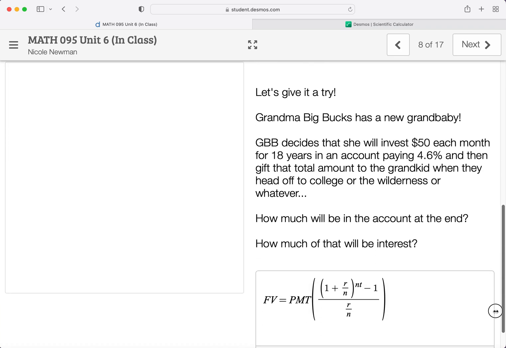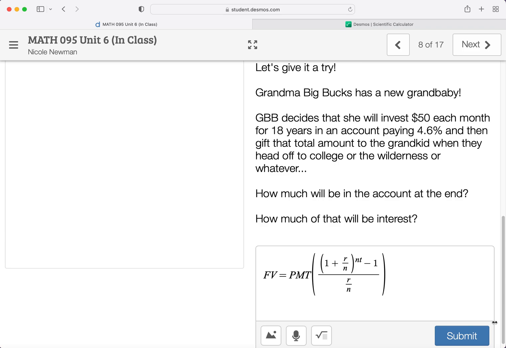So let's pretend Grandma Big Bucks has a new grandbaby. The grandma decides that she will put in $50 every month for 18 years in an account that pays 4.6%. She's never going to take any money out, just let everything sit there and gain interest. She's going to give that money to the grandkid when they head off to the college they want to go to, or whatever they're going to do when they're 18. I'd like to know how much will be in the account at the end and how much of that will be interest. So let's fill in this formula.